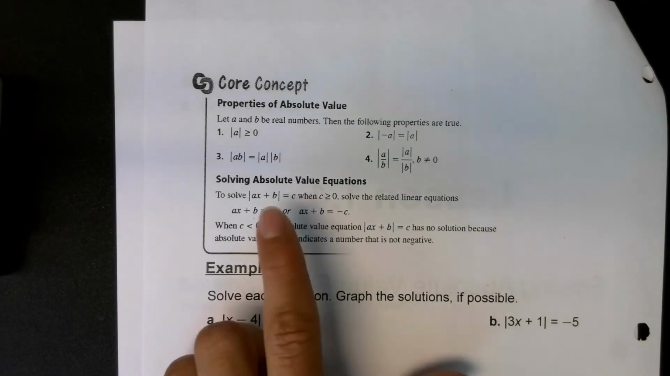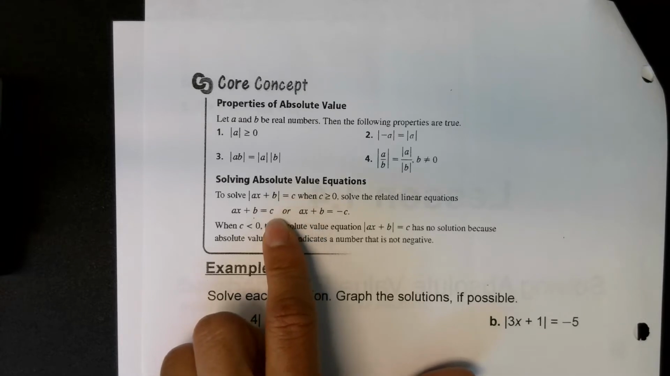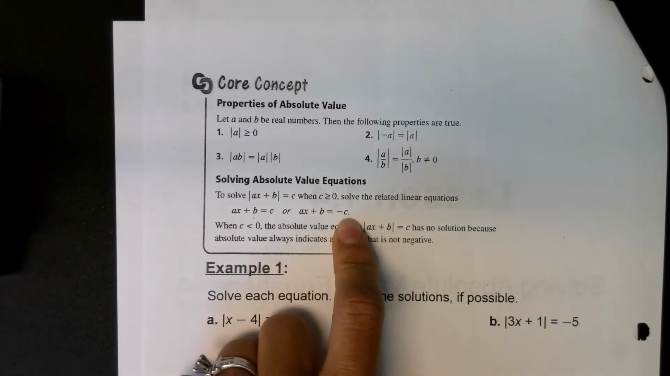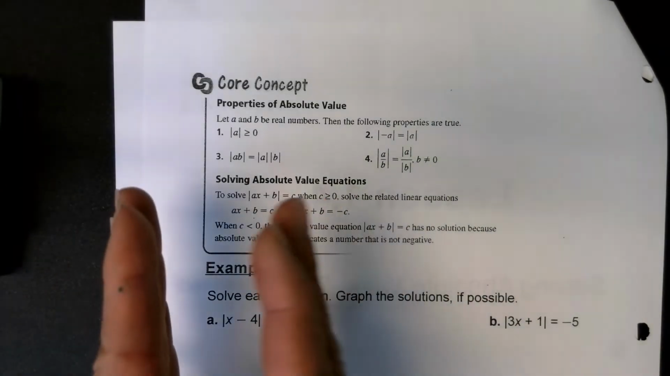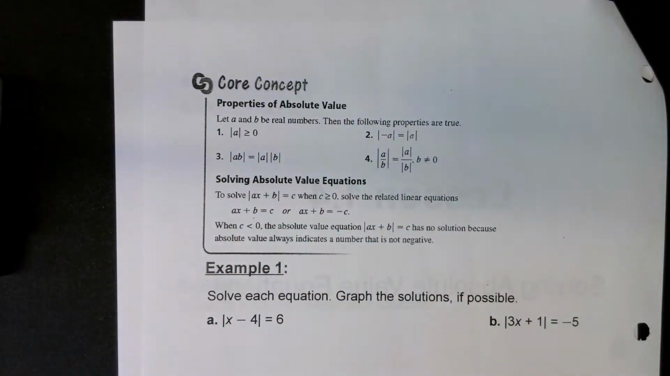So, to solve an absolute value equation, we have to make sure that the C is greater than or equal to 0. And if it is, then we're going to set it equal to positive C and to negative C. Just kind of how we did with that exploration. We moved 3 units to the right and 3 units to the left. That's why it's positive and negative C. So, let's see how this works.